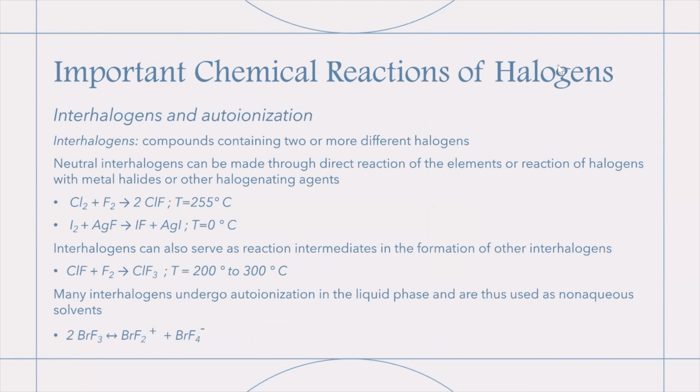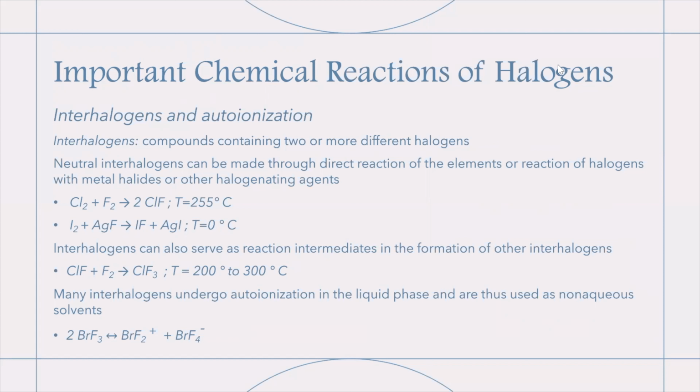Next, we can look again at some interhalogens, which we previously defined as a compound containing 2 or more different halogens. These species can be made through direct reaction, typically at high temperatures, such as the formation of chlorine monofluoride, shown here. However, they can also be formed through reactions with metal halides, such as the reaction of iodine with silver fluoride to produce iodine monofluoride and silver iodide.